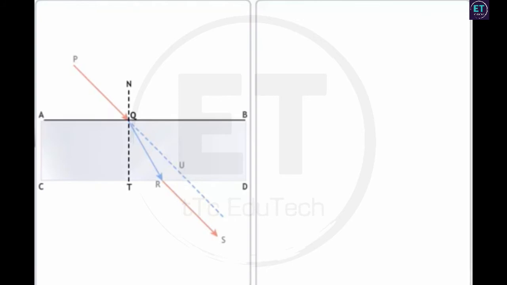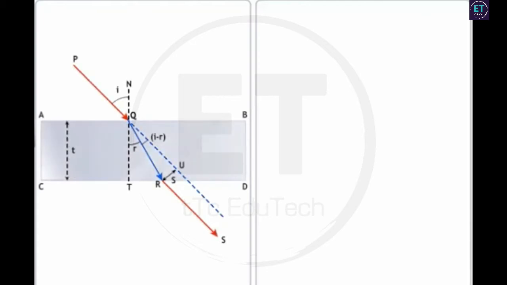NQT is the normal at Q on the face AB of the slab. QT is the thickness of the slab, represented by T. Angle PQN is the angle of incidence of the light ray in air, represented by I. Angle TQR is the angle of refraction of the ray in the slab, represented by R. Hence, angle RQU represents the angle of deviation of the light ray when refracted into glass. It is equal to I minus R.